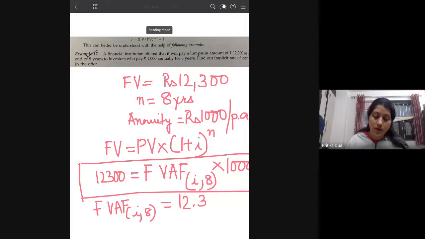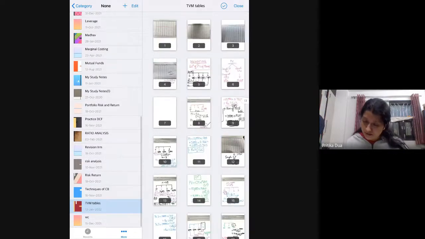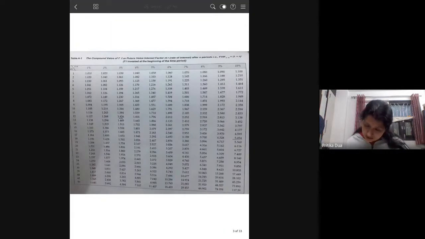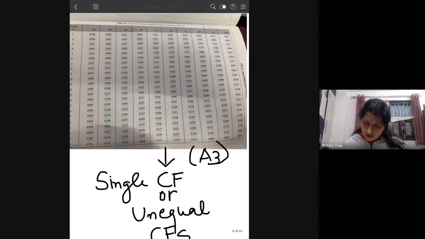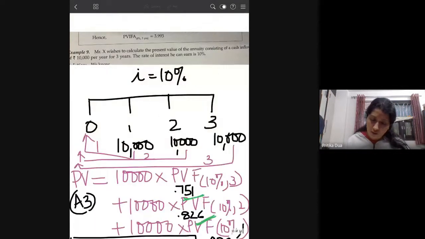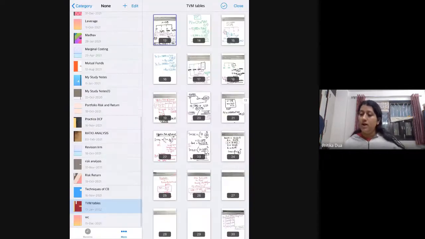There I start moving horizontally at 8 years. This is the table, FVAF. I'm not sure I'm having it here, but you people can have a look. You will move horizontally and I'll show you from the book then. You move horizontally and you land at 12.3 or a value closer to 12.3 under 12% rate of interest.